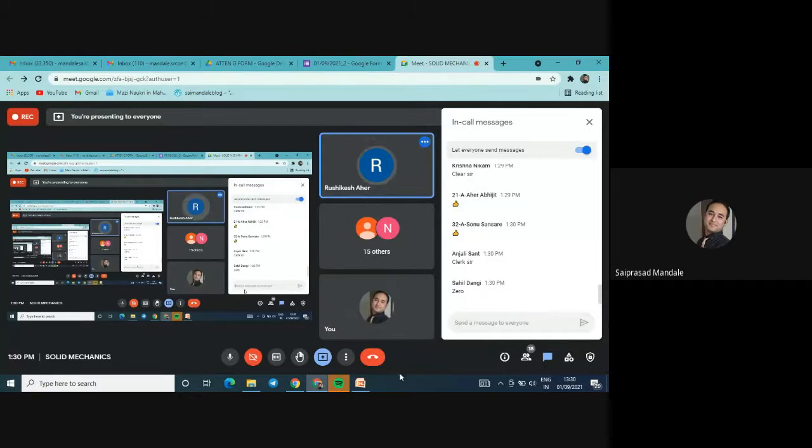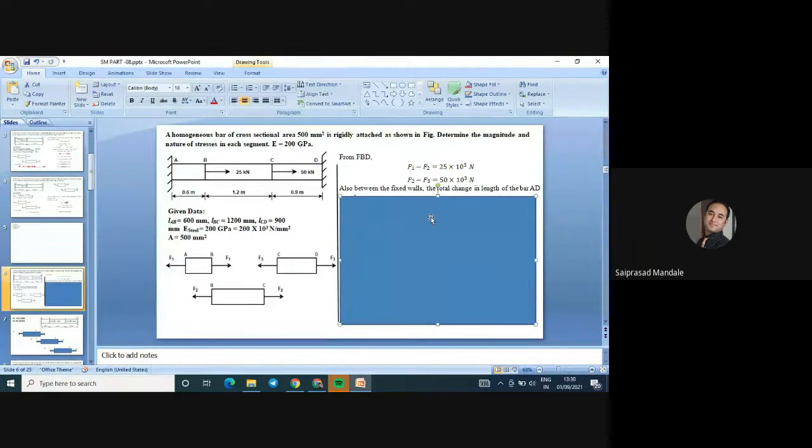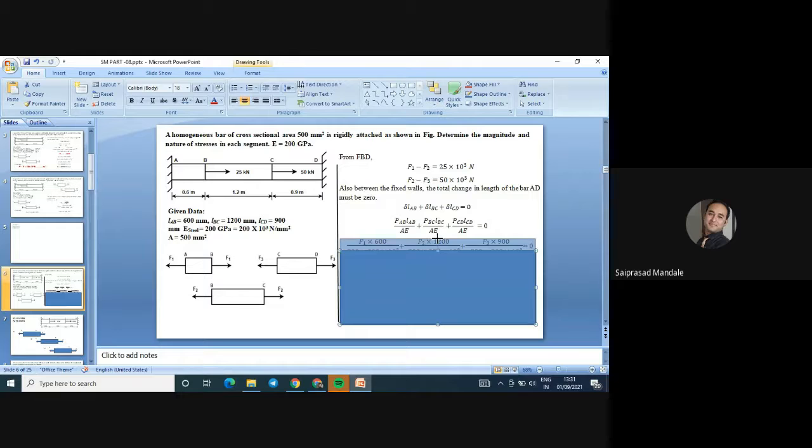Zero. Very good, 0. So delta L of AB plus delta L of BC plus delta L of CD is equal to 0. I am just putting the values L of AB plus L of BC plus L of CD. A and E are common, so they instantly get cancelled. Only this term remains. So how to solve this equation?